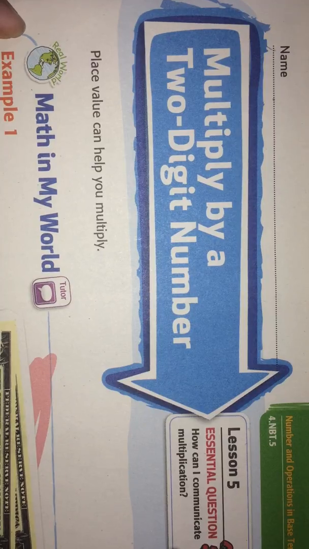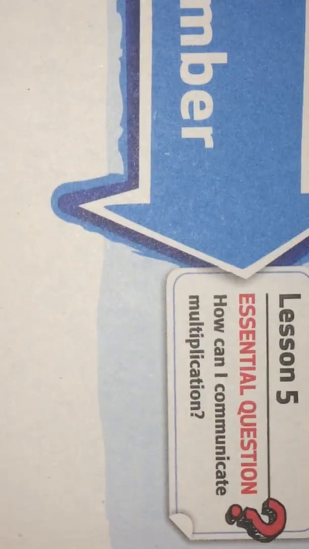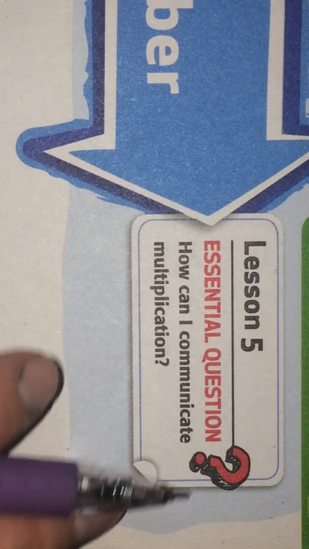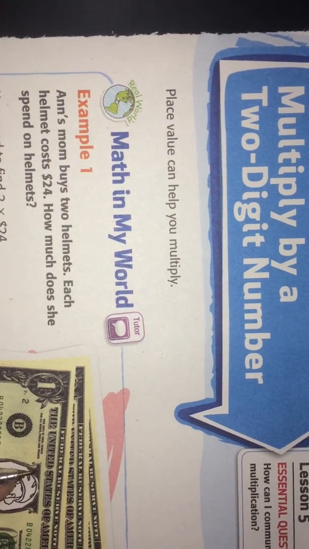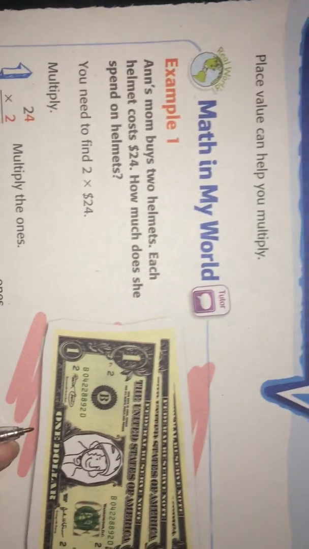Welcome to Chapter 4, Lesson 5. Remember, the essential question for this chapter is, how can I communicate multiplication? Place value can help you multiply. Remember, we're multiplying by a 2-digit number.